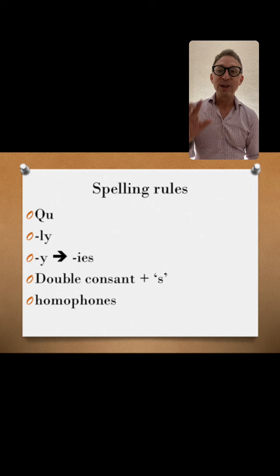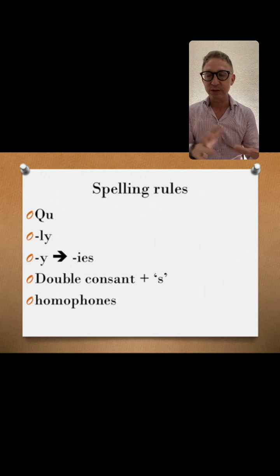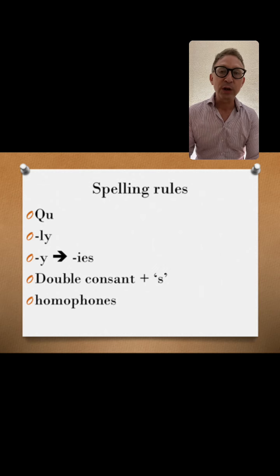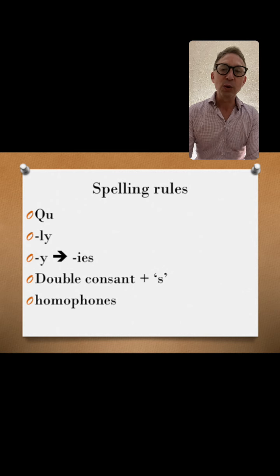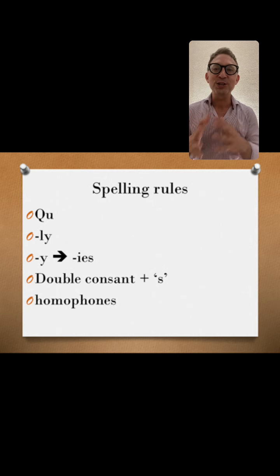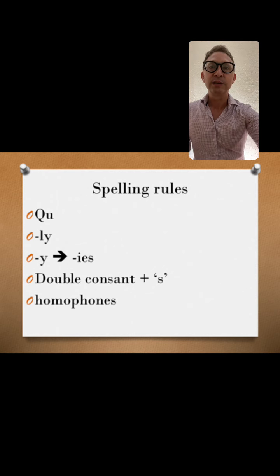And finally, just as a review of the five rules that we looked at: Q-U, L-Y, Y converted in the plural to I-E-S with a consonant before the Y, then you can make that conversion. And then double consonants require an S in the plural form. And just to be aware that homophones are troubling and that we just have to be patient and go through them and rely on context to determine which one is being used. All right. Of course, when you're reading, you can see the difference in the spelling.